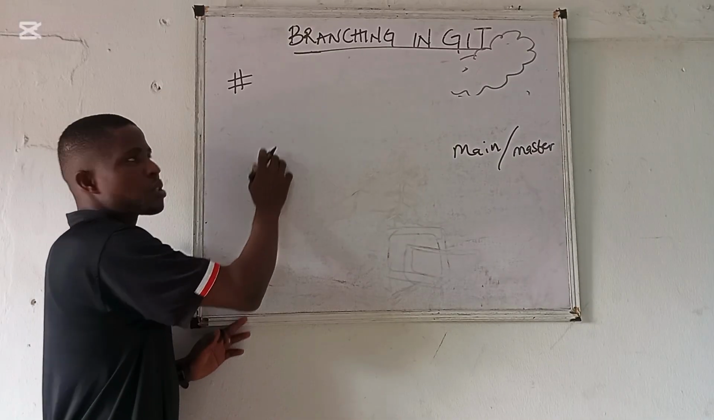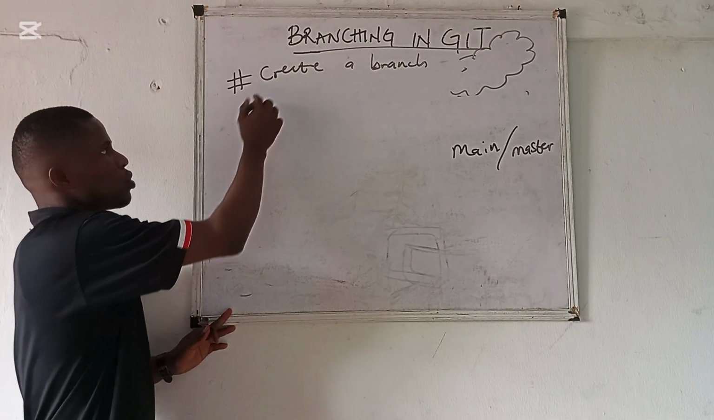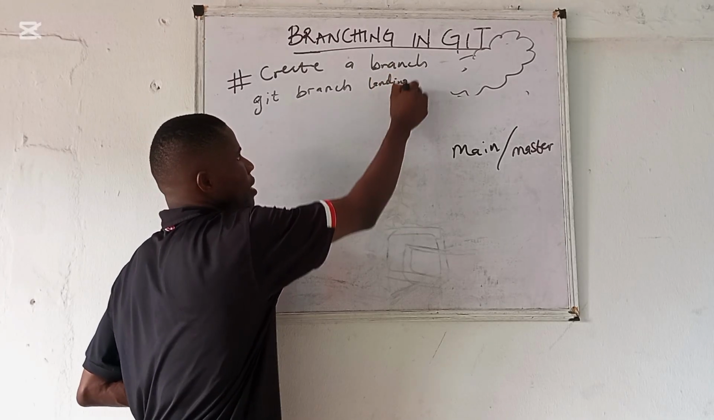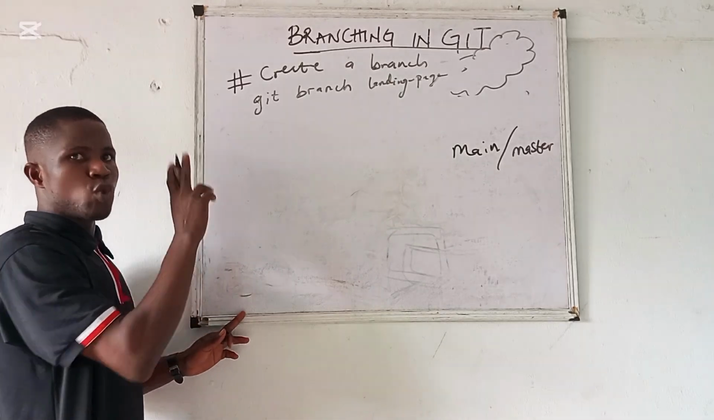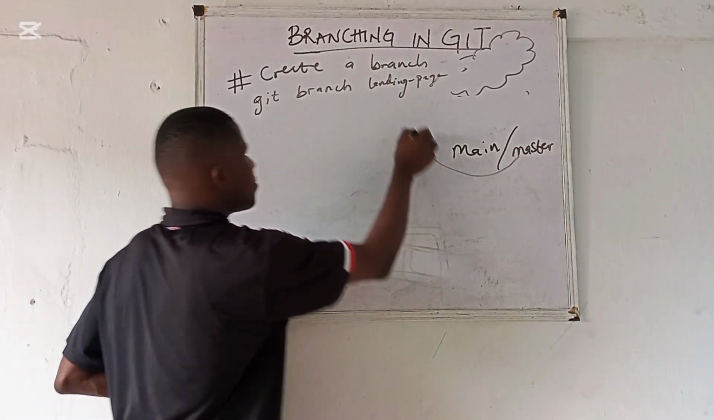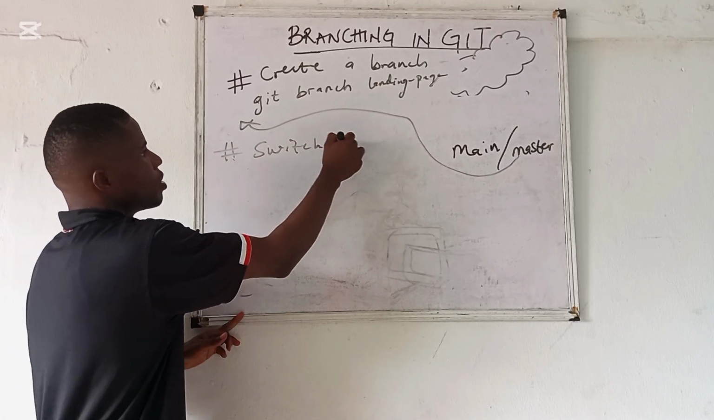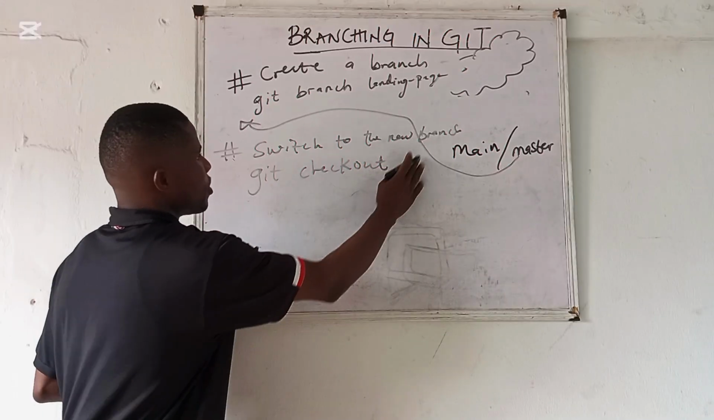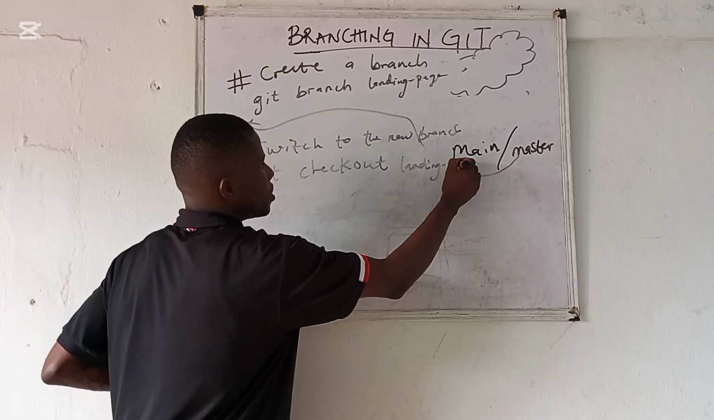To create a branch, the first step is to create a branch. The command to do that is git branch and the name of your branch. Let's say landing page; that will be the name of our branch. To switch from the master or main branch to this new branch we are creating, we are going to use the command git checkout and the name of our branch. Our branch is what? Landing page.